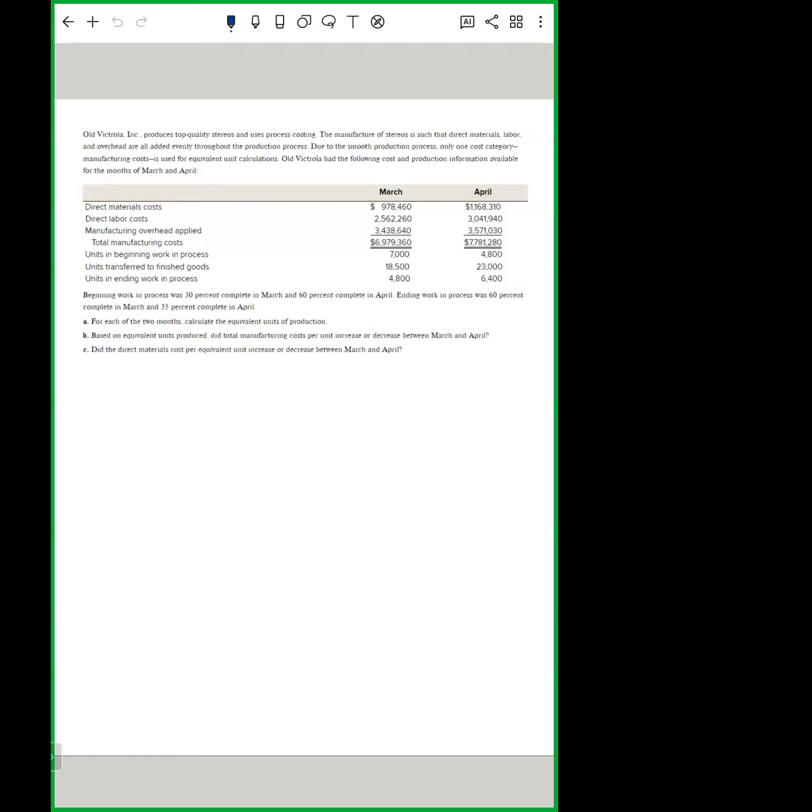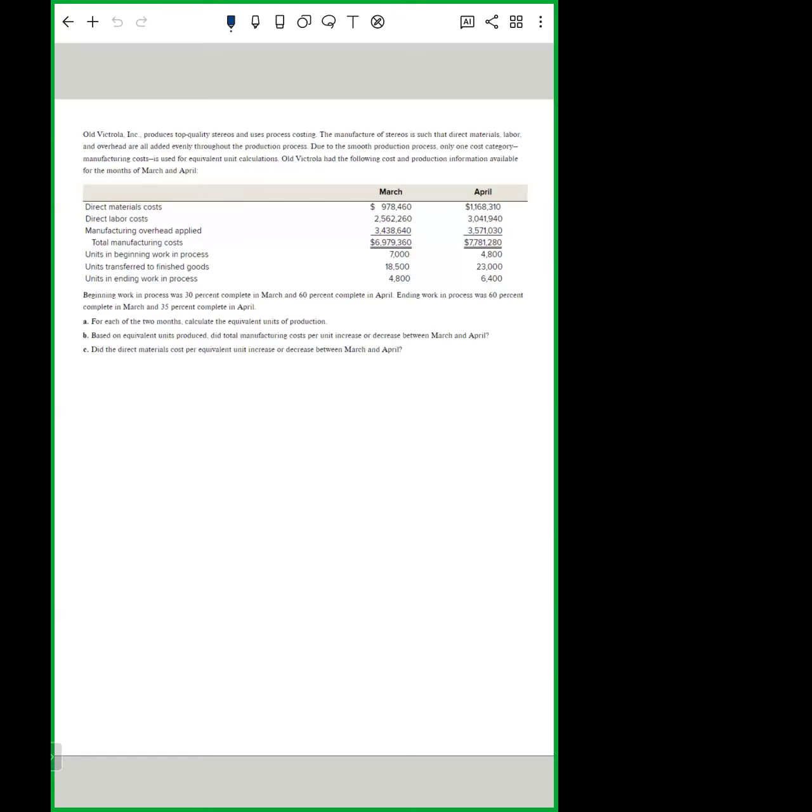So we have various pieces of information here, cost numbers, and then unit numbers. Beginning work in process was 30% complete in March and 60% complete in April. Ending work in process was 60% complete in March and 35% complete in April. For each of the 2 months, calculate equivalent units. Based on the equivalent units produced, did total manufacturing cost per unit increase or decrease between the 2 months? And then finally, did the direct materials per equivalent unit increase or decrease between March and April?